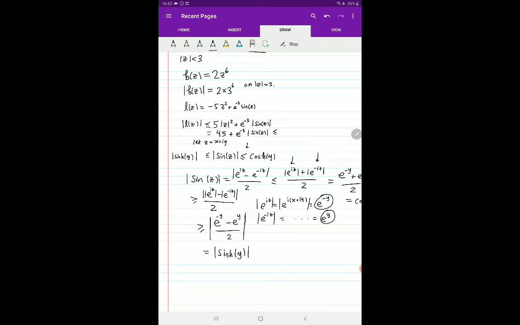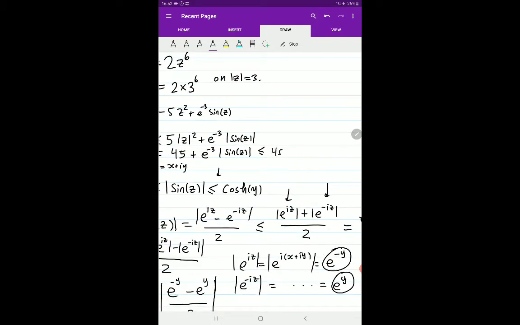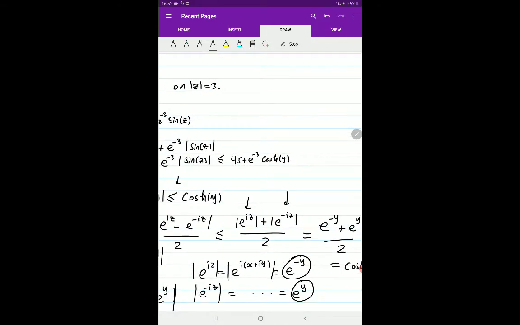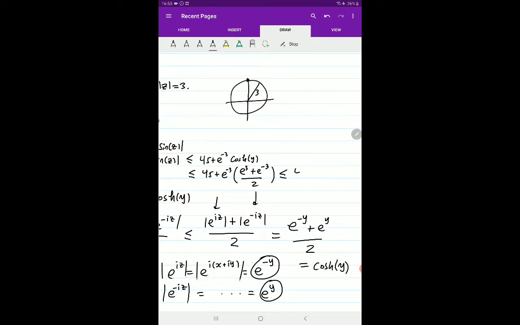So I can bound this above by 45 plus e to the minus 3 cosh of y, and so that is less than or equal to, well, on this ball right here, the most that the imaginary value can be is y equal to 3. So that's e to the minus 3 times cosh of 3, so e to the 3 plus e to the minus 3 over 2. And you can check that this is very comfortably less than or equal to 46.